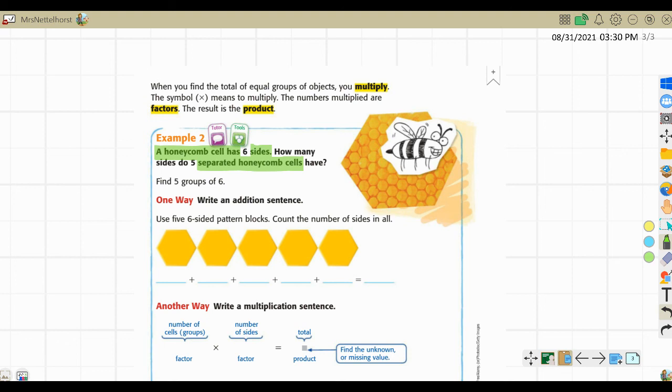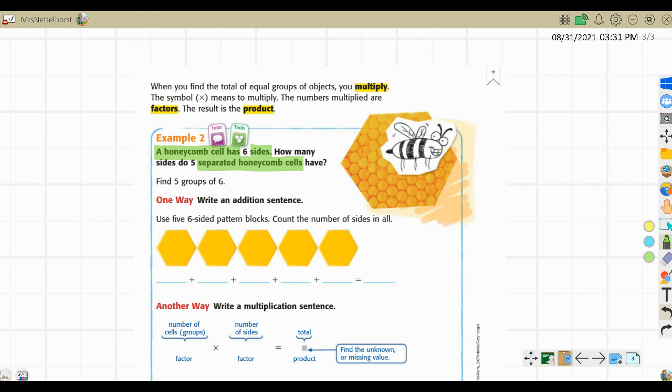Okay, now let's go and read our whole word problem. A honeycomb cell has 6 sides. How many sides do 5 separated honeycomb cells have? So I know I need to tell the total number of sides in these 5 honeycomb cells. So we're going to find 5 groups of 6.